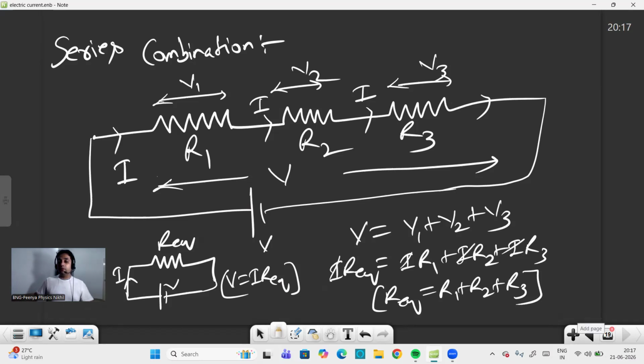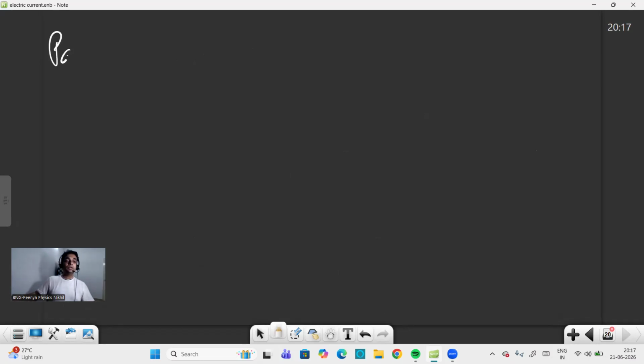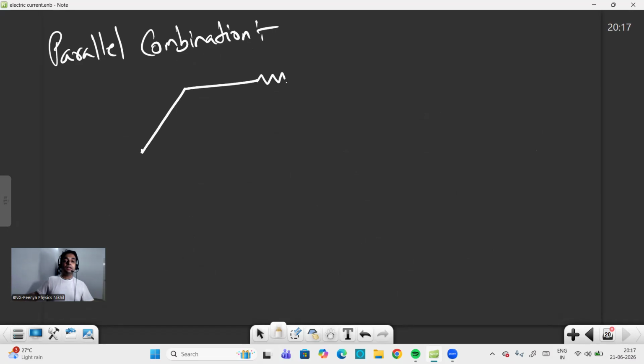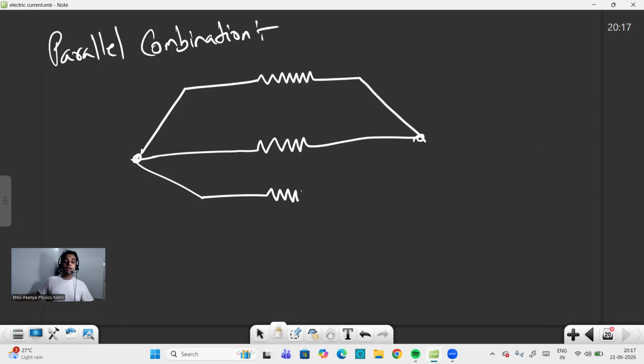In a similar way, let me discuss the parallel combination. What happens in the parallel combination? When resistors are connected in such a way that their ends are common, this is one end and this is the other end. When the ends are common, we say they are in parallel combination. For example, R1, R2 and R3 are connected in parallel.